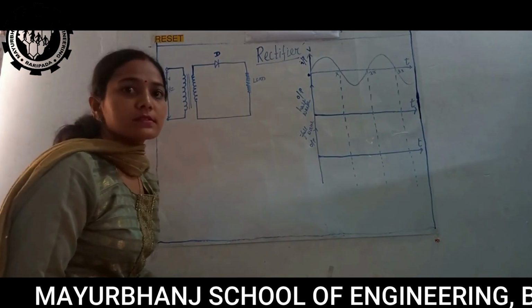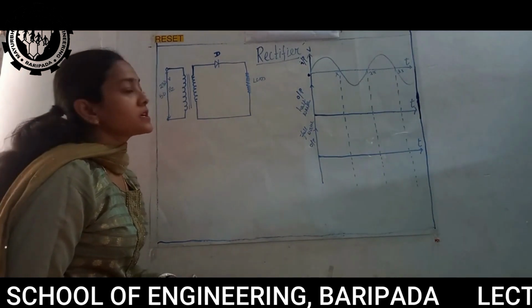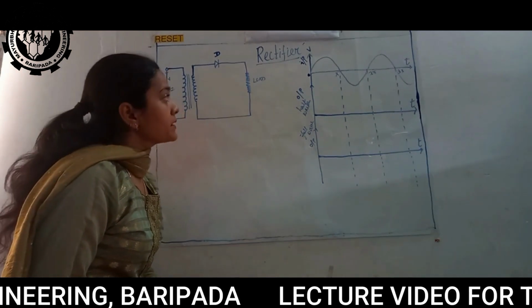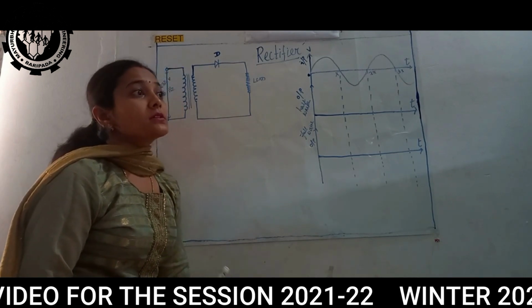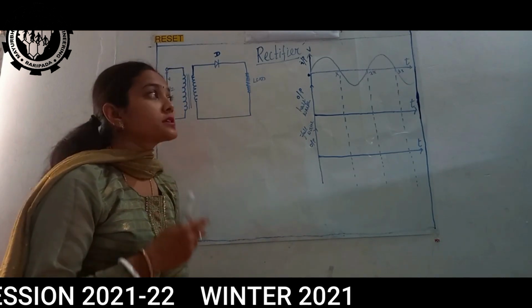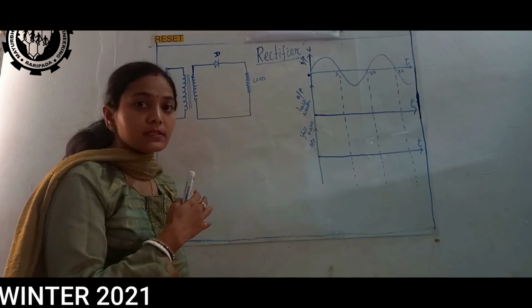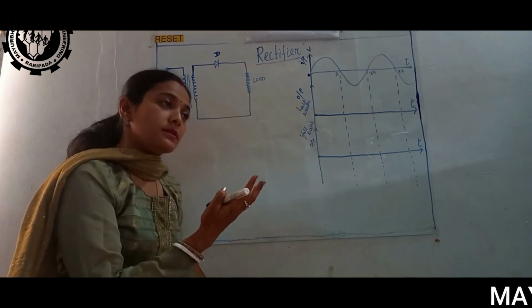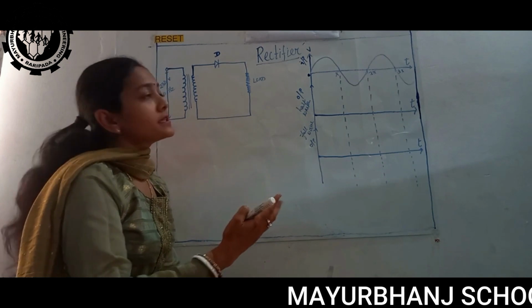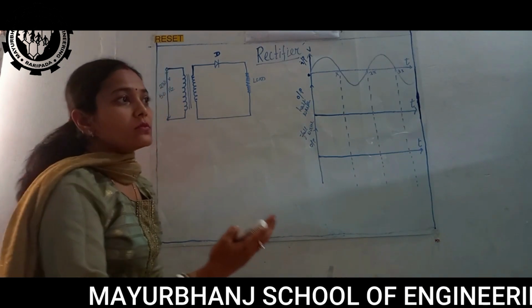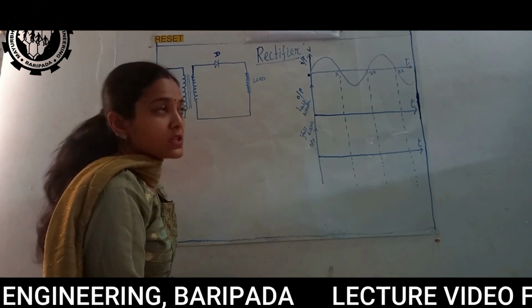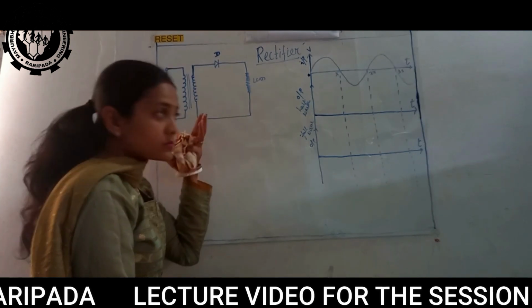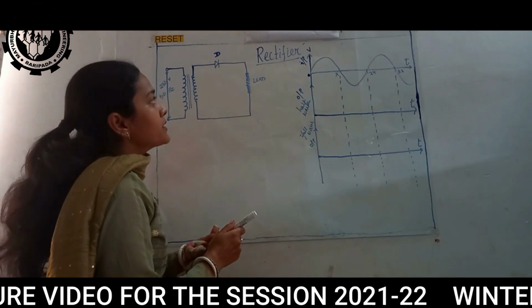Good morning, class. Today we will be studying about rectifiers. Now, what is a rectifier? A rectifier is a device which converts an AC signal into DC. So we can get pulsating DC, and also if we apply a filter, then we can get pure DC. So let's now know more about this rectifier.